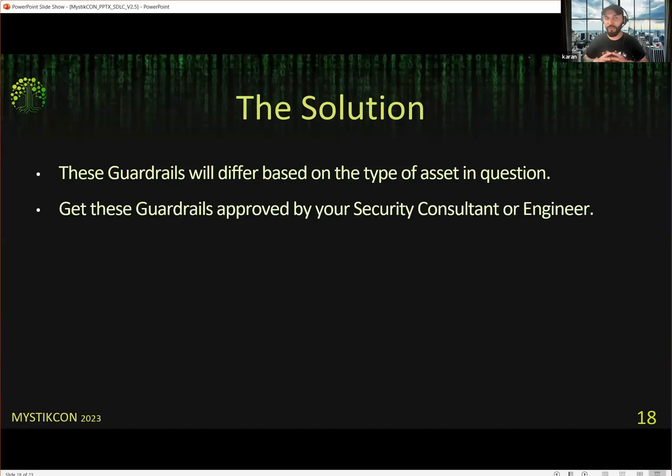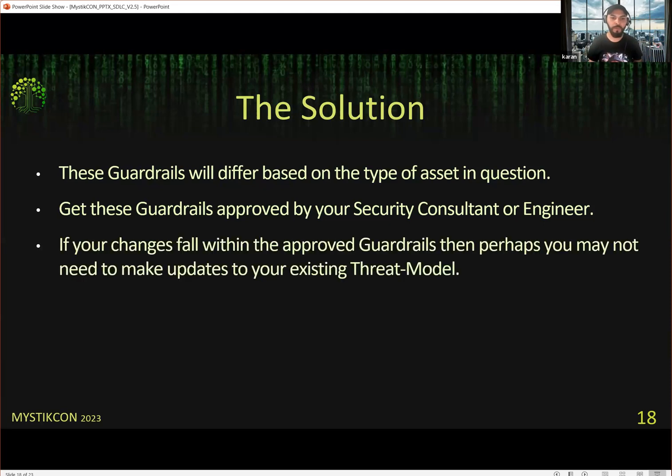Another thing is, once you have defined the guardrails as a squad, let's say I'm a DevOps team and we have defined some sort of security guardrails, you need to get those security guardrails approved by your security consultants and engineers, so they can give you a stamp that the guardrails you've defined align with the company's security policies and so on, right?